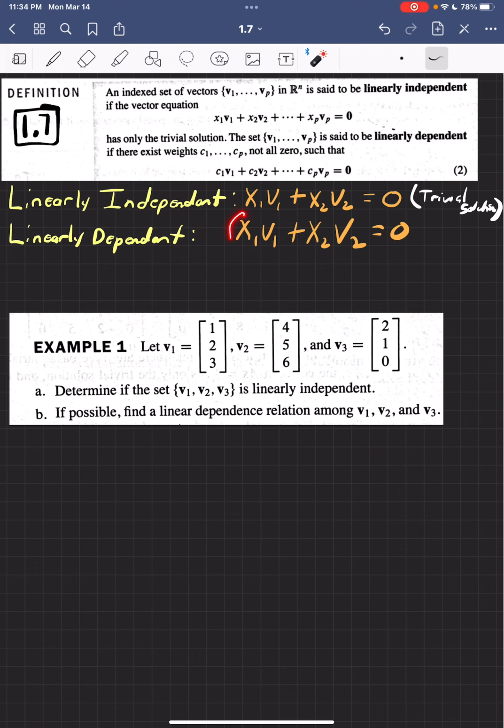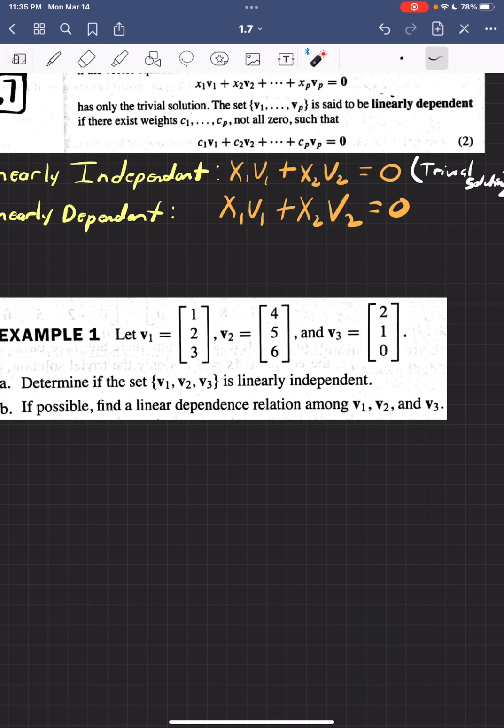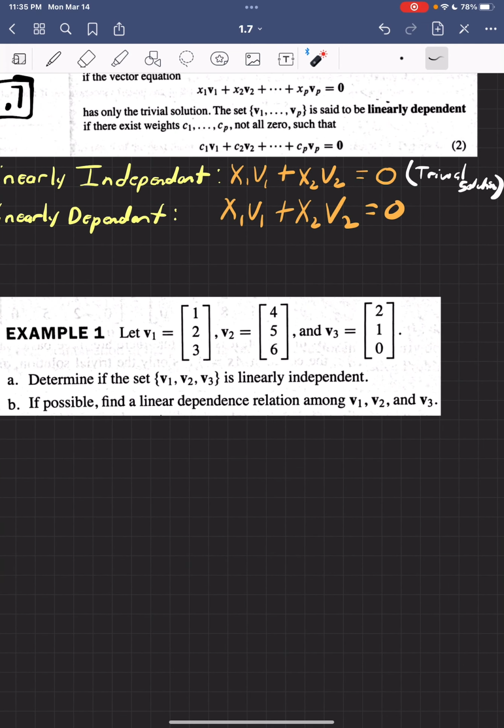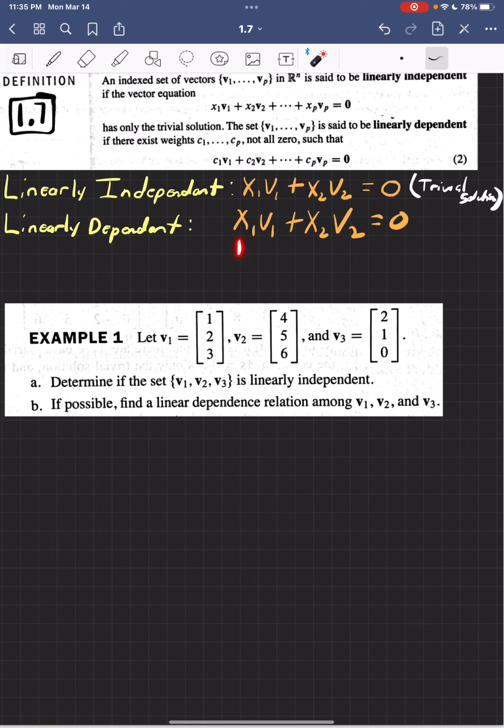However, if there are scalars other than 0, 0 in this case, that you could plug in to equal 0, then your relation is linearly dependent. Imagine for a second that you chose 1 for x sub 1 and -2 for x sub 2, and somehow when you multiplied v sub 1 times 1 minus 2 times v sub 2, that zeroed out.